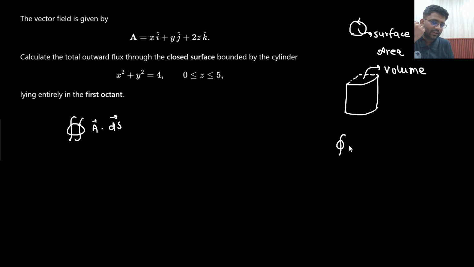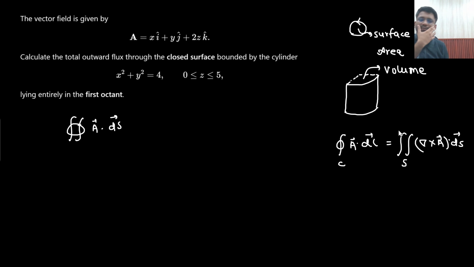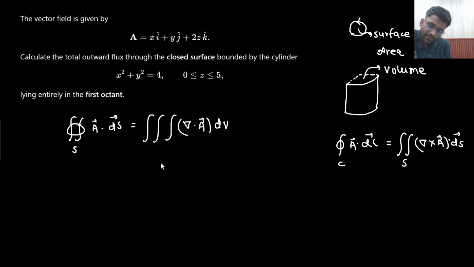There was a formula for A dot dl, no? For a closed line, sir, there was a different formula. What we did? Del cross A dot ds. And whatever the surface area it was enclosing, I find out the surface integration on that particular surface only. So similarly here, sir, I need to find out the surface integration, but it is enclosing a volume. So sir, this will be equivalent to del dot A dV over the volume V. That's it.